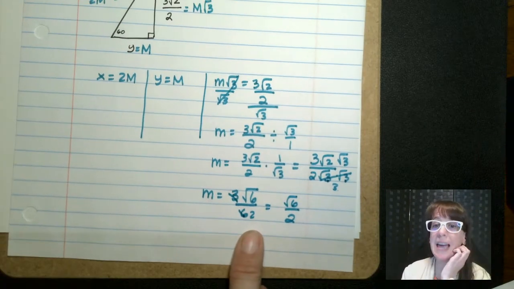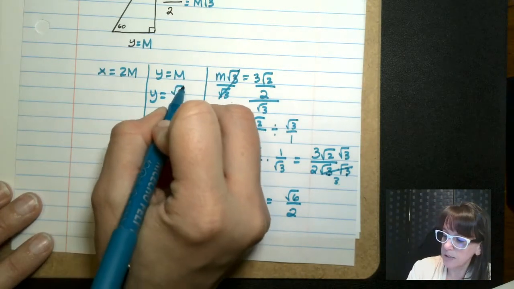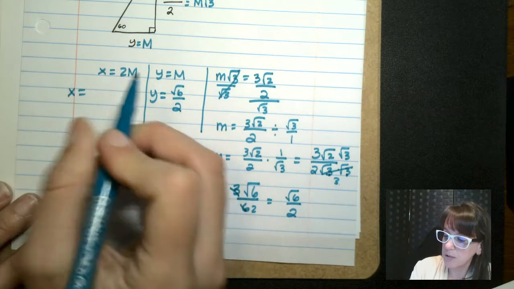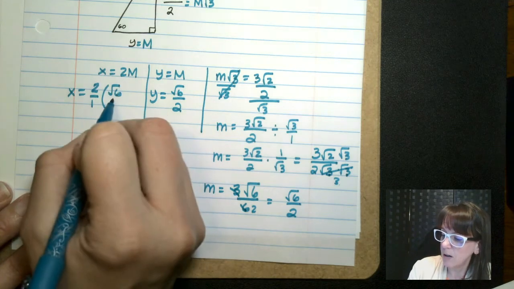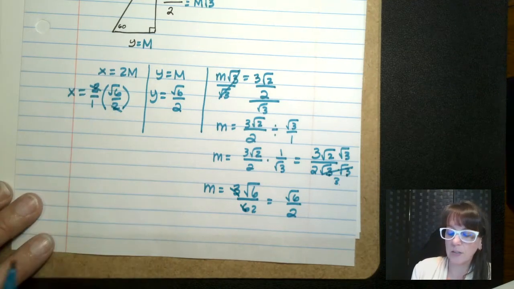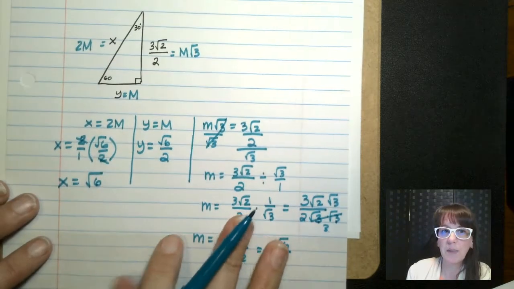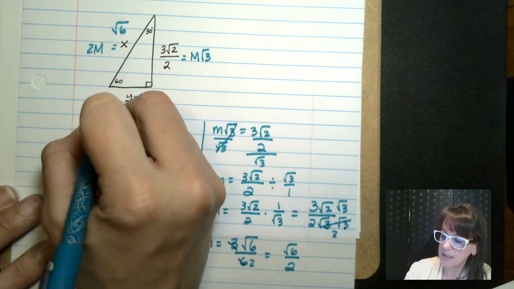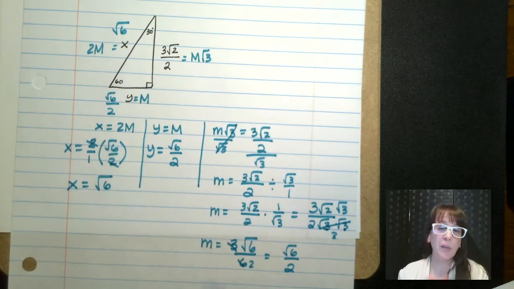Okay, so now that I know that my m is root 6 over 2, I know what y is, because y is just m. So y equals root 6 over 2. Now, for my x, it's 2 times my m. So x equals 2, and I'm going to put it over 1 since we're dealing with a fraction, times root 6 over 2. Looking at this multiplication problem, I can cross cancel those out, and I'm left with root 6 over 1, or just root 6. So we can come back up here and say x is going to be root 6. This y is going to be root 6 over 2. And this one over here we already have. So now we know. That's a complicated one.